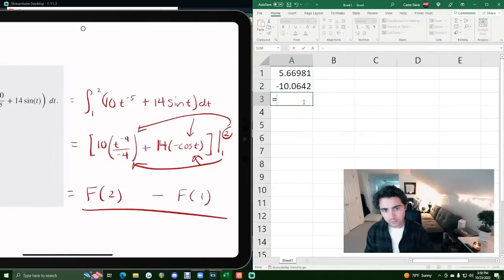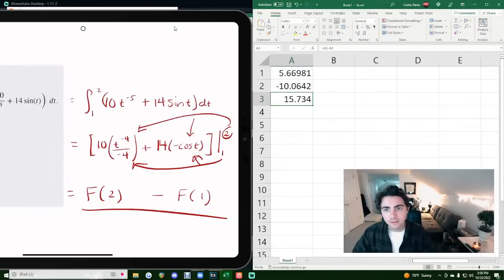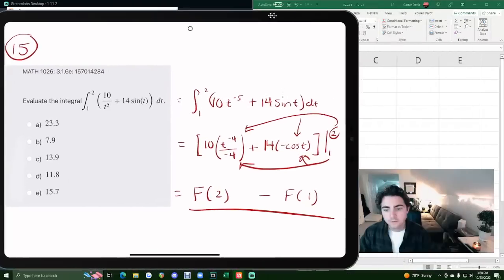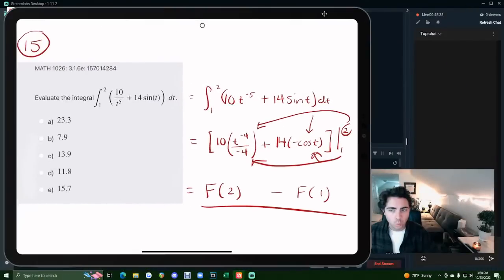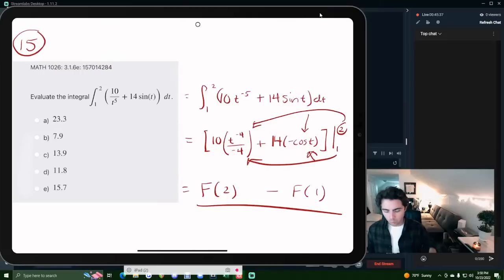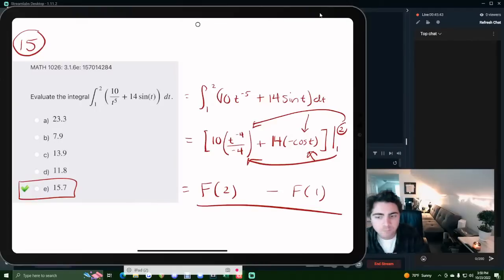So this should be the evaluation at 2. This is the evaluation at 1. Now we subtract the 2. So we just do this minus this. We get 15.73. When we look at our answers, 15.7 is an answer. So we break out the eraser and we see that E is our answer. All right.